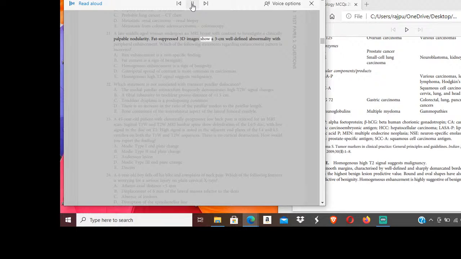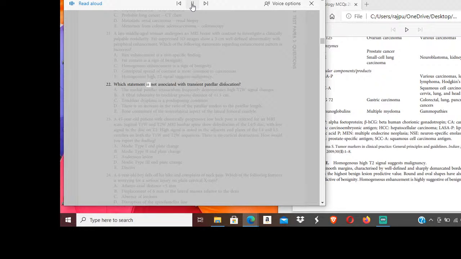Fat-suppressed 3D images show a 3 cm well-defined abnormality with peripheral enhancement. Which of the following statements regarding enhancement pattern is incorrect? A. Rim enhancement is a nonspecific finding. B. Fat content is a sign of benignity. C. Homogeneous enhancement is a sign of benignity. D. Centripetal spread of contrast is more common in carcinomas. E. Homogeneous high T2 signal suggests malignancy.